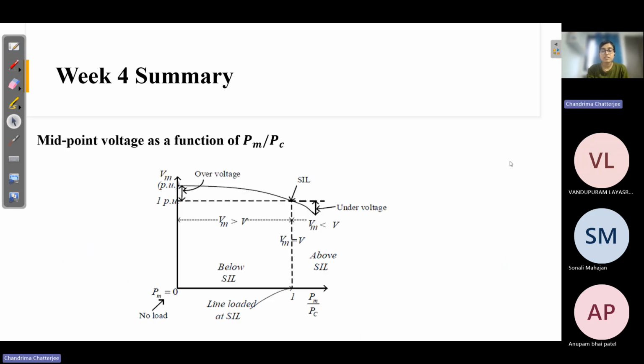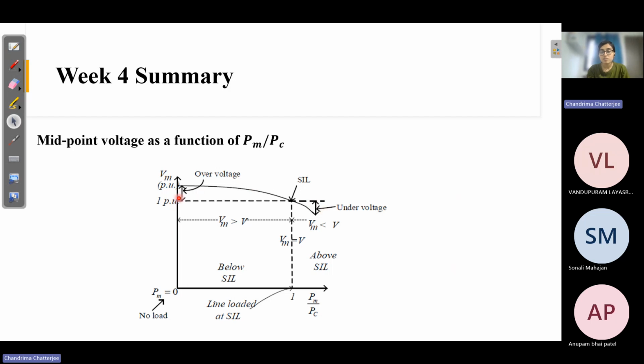And if you have seen the lecture, you must have seen this plot. In the x-axis, we have the load, but in per unit. We have expressed this in per unit, and the base power is the surge impedance loading. In the y-axis, we have the midpoint voltage. So as the line load increases from 0 up to the rated load, the midpoint voltage varies something like this curve.